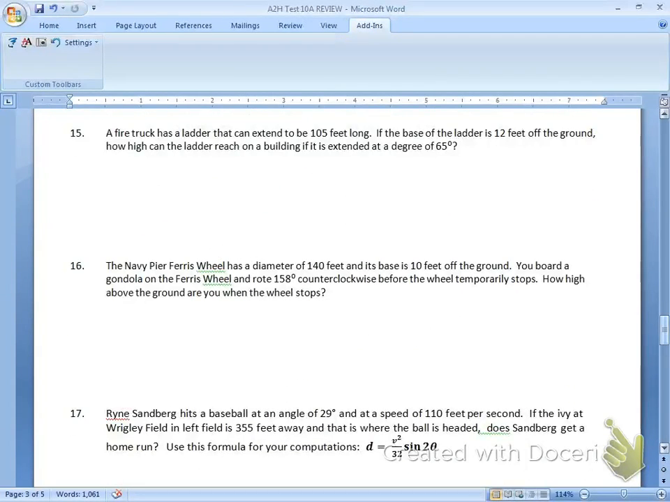Okay, number 15. A fire truck has a ladder that can extend to be 105 feet long. If the base of the ladder is 12 feet off the ground, how high can the ladder reach on a building if it is extended at an angle of 65 degrees? So first, I like to draw pictures, even though I'm bad at it.